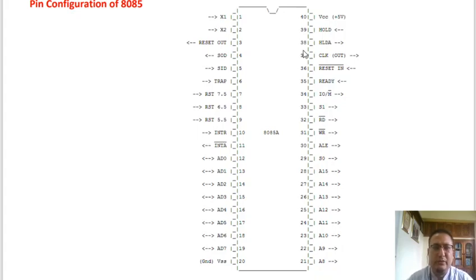So in today's class, we're going to discuss the pin configuration of the 8085 microprocessor. Now, the 8085 microprocessor has a net 40 pins, and associated with the 40 pins, there are 40 signals. So we'll go through the signals in sequence.